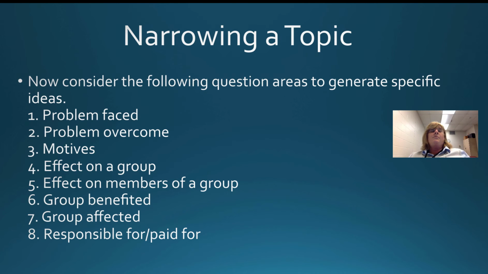What are some new research out there in the case? What's the motives? Don't think that goes back to a murder case. No, what's the motives behind building a wall? What's the motives behind more research for clean air? All right. What's the effect on a group, one group of people? What about the members of the group as a whole?